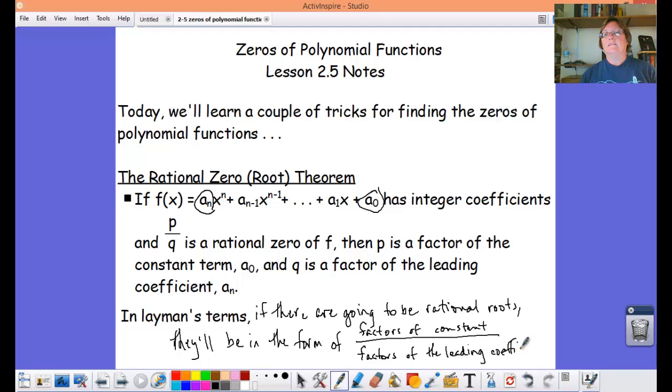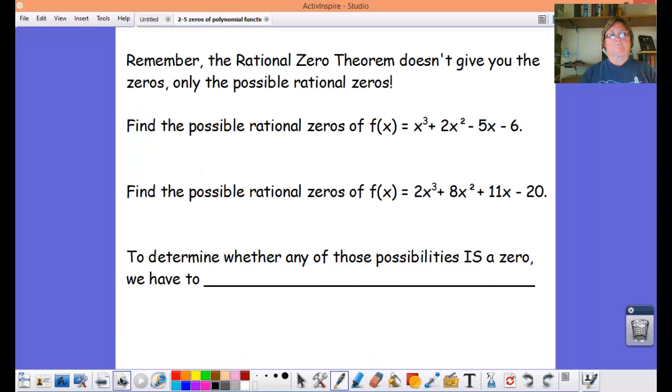Take a second, drink that in, okay? If there are going to be rational roots, they will be in the form of a fraction where the numerator is some factor of the constant term and the bottom is some factor of the leading coefficient. Now I want to have us just look at this and put it into practice once or twice. It doesn't give you the zeros, only the possible rational numbers that could be zeros.